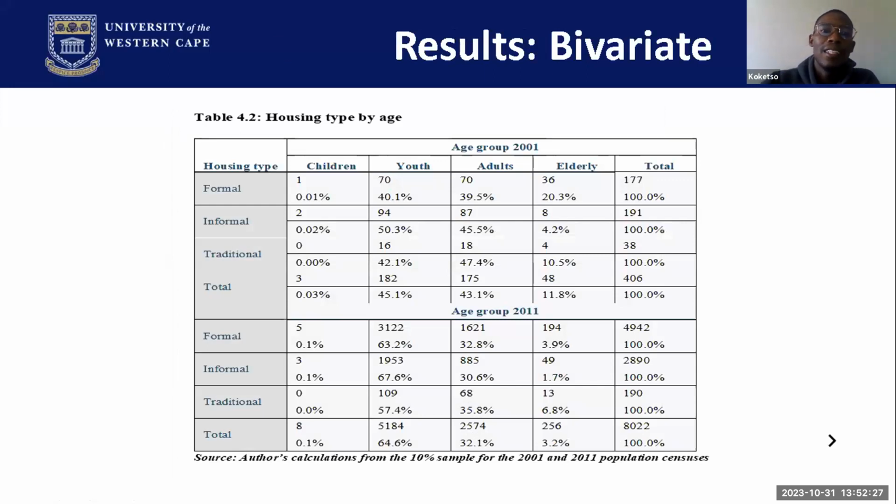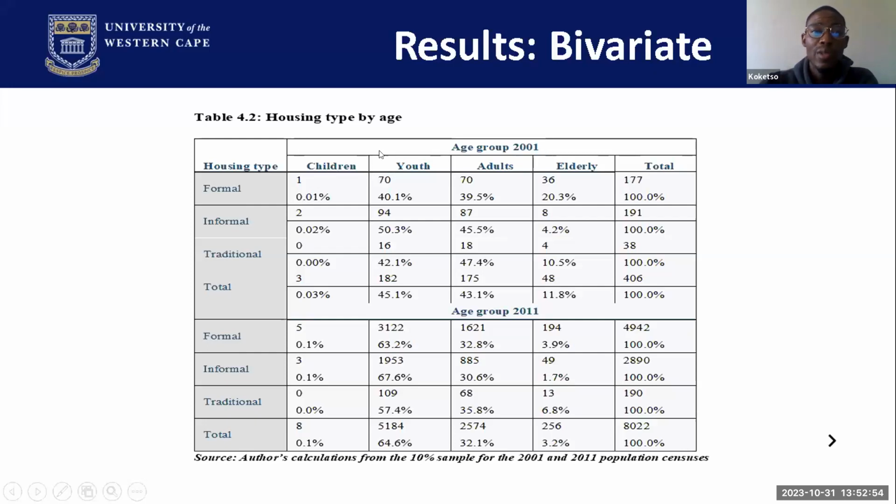Now, in the bivariate, I used the chi-square test statistic and phi and Cramer's V. The chi-square test statistic helps us to determine whether or not there's an association between the variables in question, and phi and Cramer's V help us to determine the strength of the association.